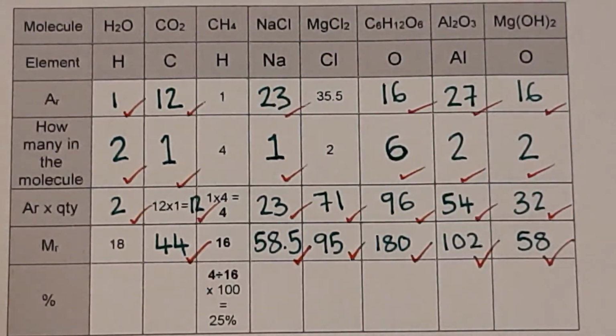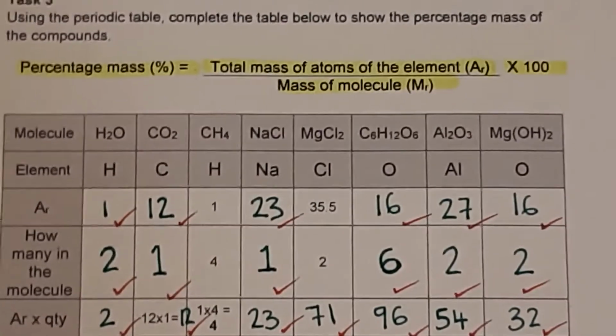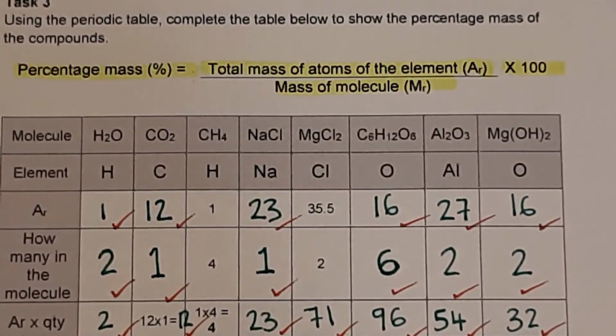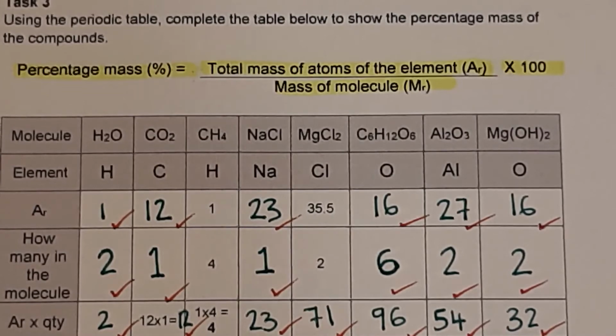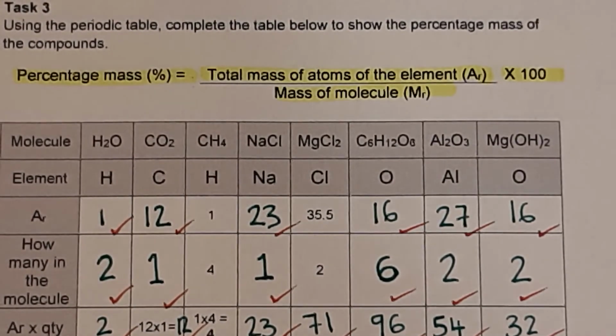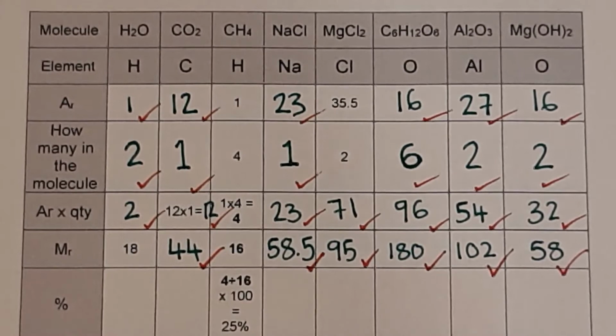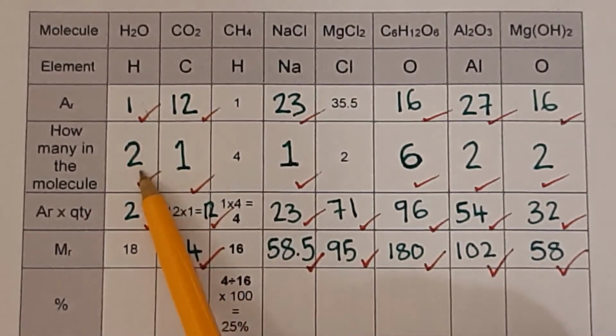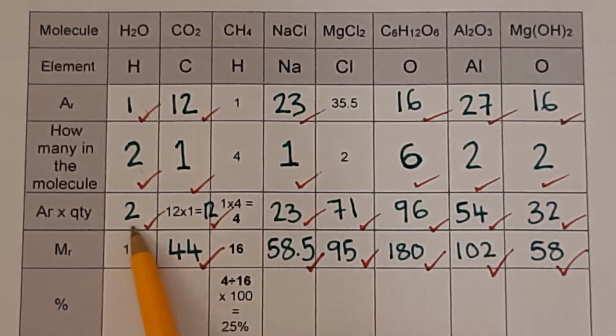Okay, so there's a formula for this. It's the formula above the table. Percentage mass equals the total mass of the atoms, the Ar, divided by the mass of the molecule, Mr, multiplied by 100. So we've worked these out. It's the Ar, which is the total one, so it's 2, divided by 18, multiplied by 100, and that's going to give us our result.